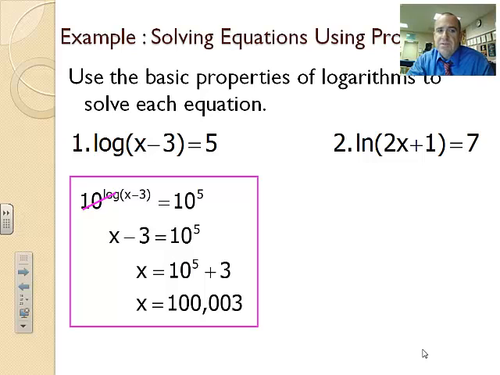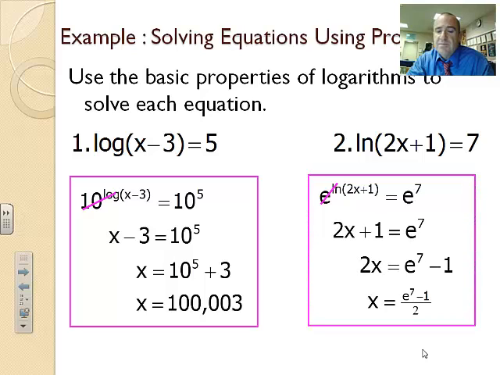For number 2, it's a natural log instead of a common log, so we raise both sides e raised to the power. E and the natural log cancel each other out, and so you wind up getting that answer when you solve for x. Okay?